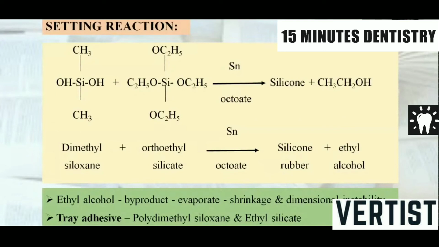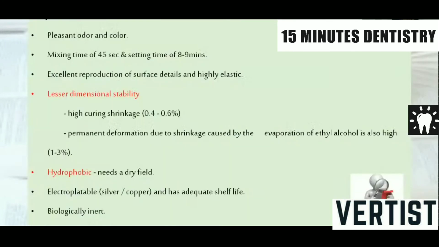In this reaction, ethyl alcohol acts as a byproduct and evaporates, which causes shrinkage and dimensional instability of the material. One of the most important things is that you require a tray adhesive for this material, because it will not adhere to the tray. So you require adhesive, or you have to take a perforated tray. It has a pleasant odor and color as compared to polysulfide, which is a disadvantage of the polysulfide.